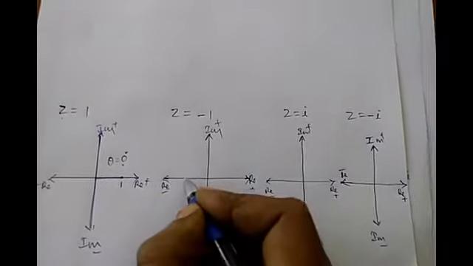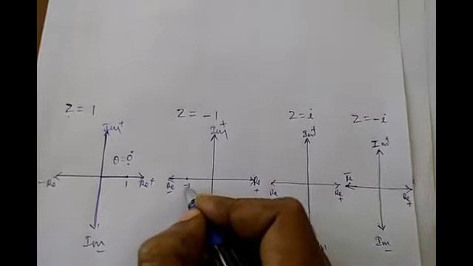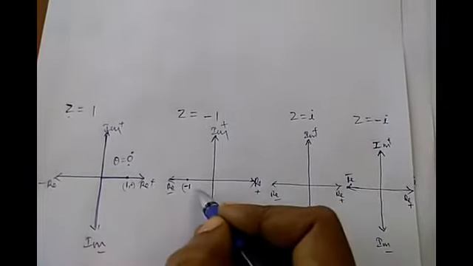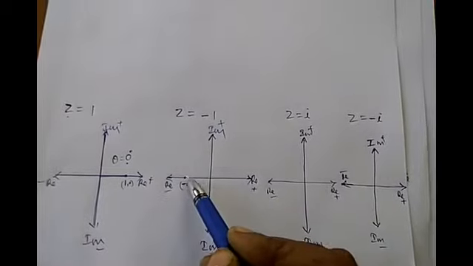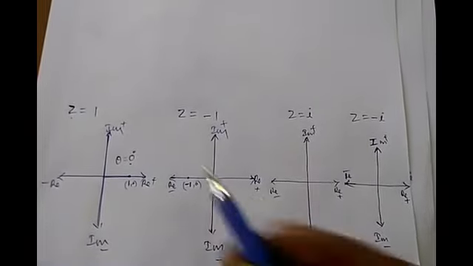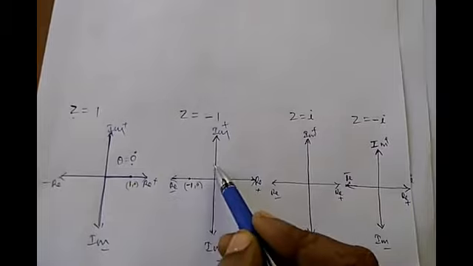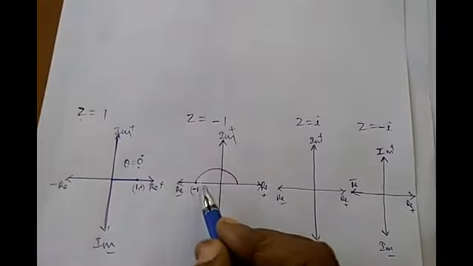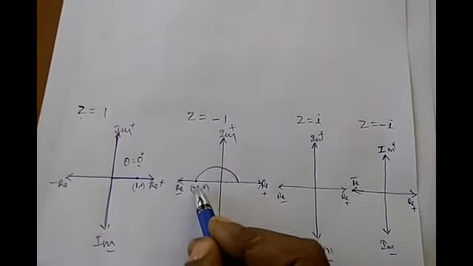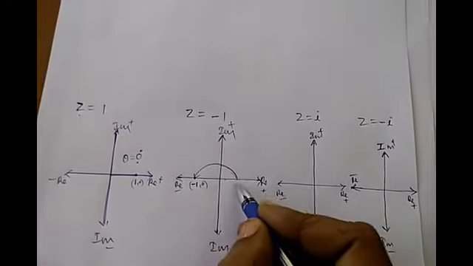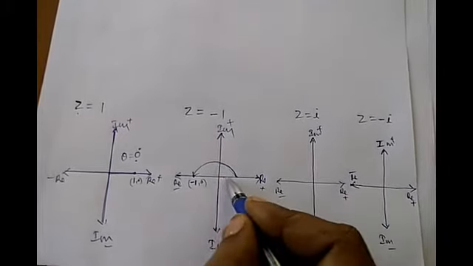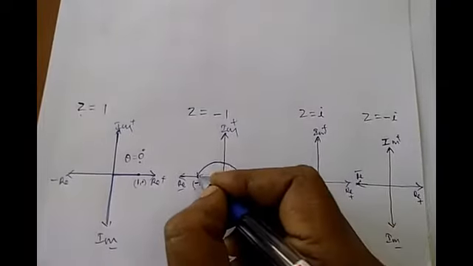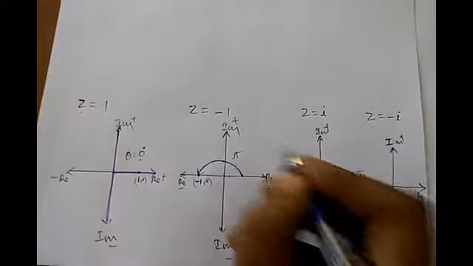That means it lies on the negative real axis. Minus 1 lies on the negative real axis. The point is minus 1 comma 0. Understood? This lies on the negative real axis. If a complex number lies on the negative real axis, then it makes 180 degrees with the positive real axis. So in the anti-clockwise direction, the angle is plus pi.